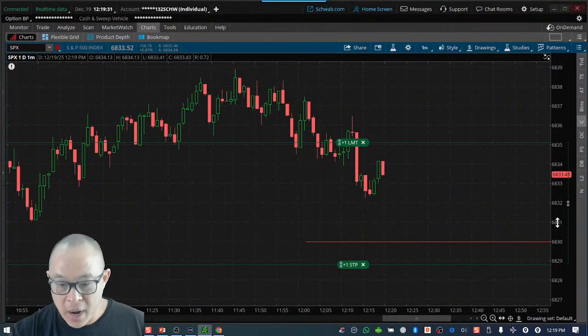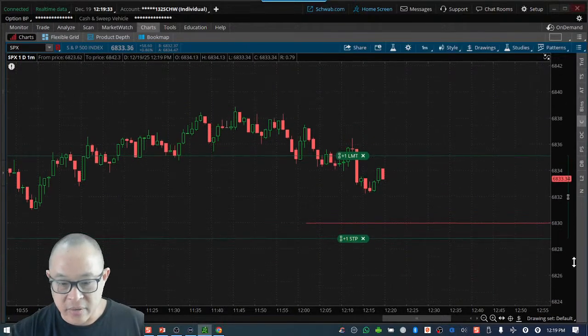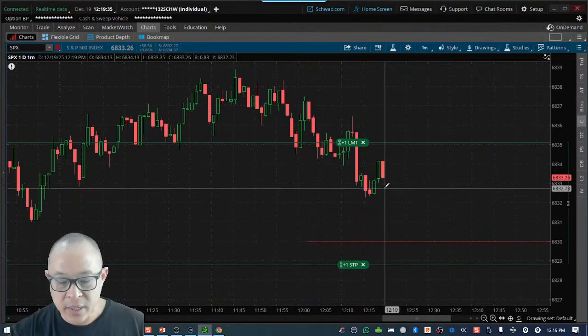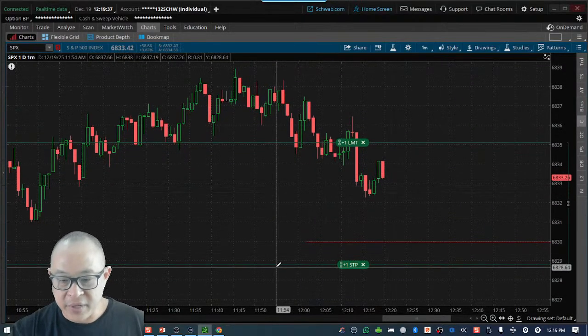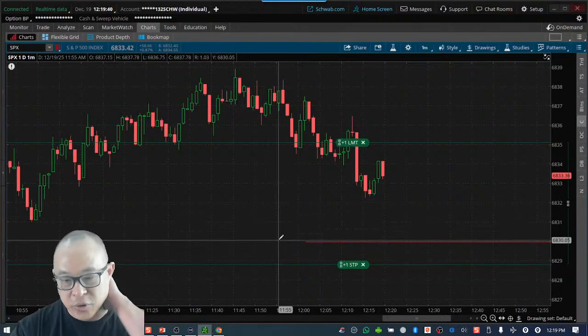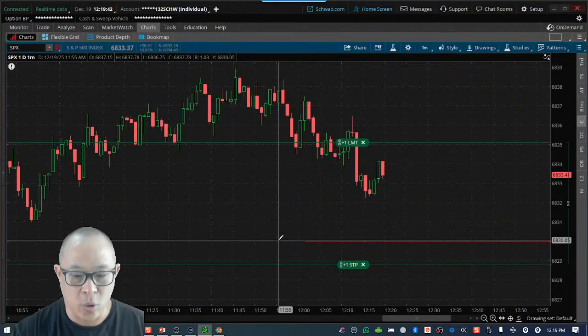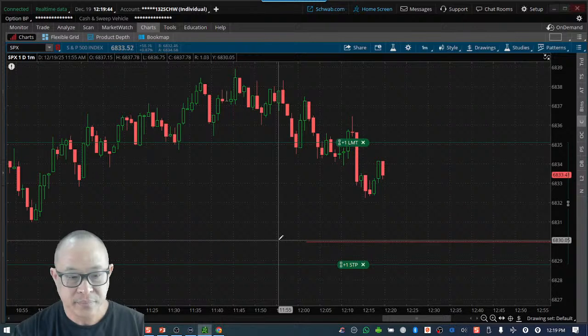The one that we bought is way down here, right? But I'm going to get out of this trade before it breaks through my short strike. So I want to have my order ready just in case.